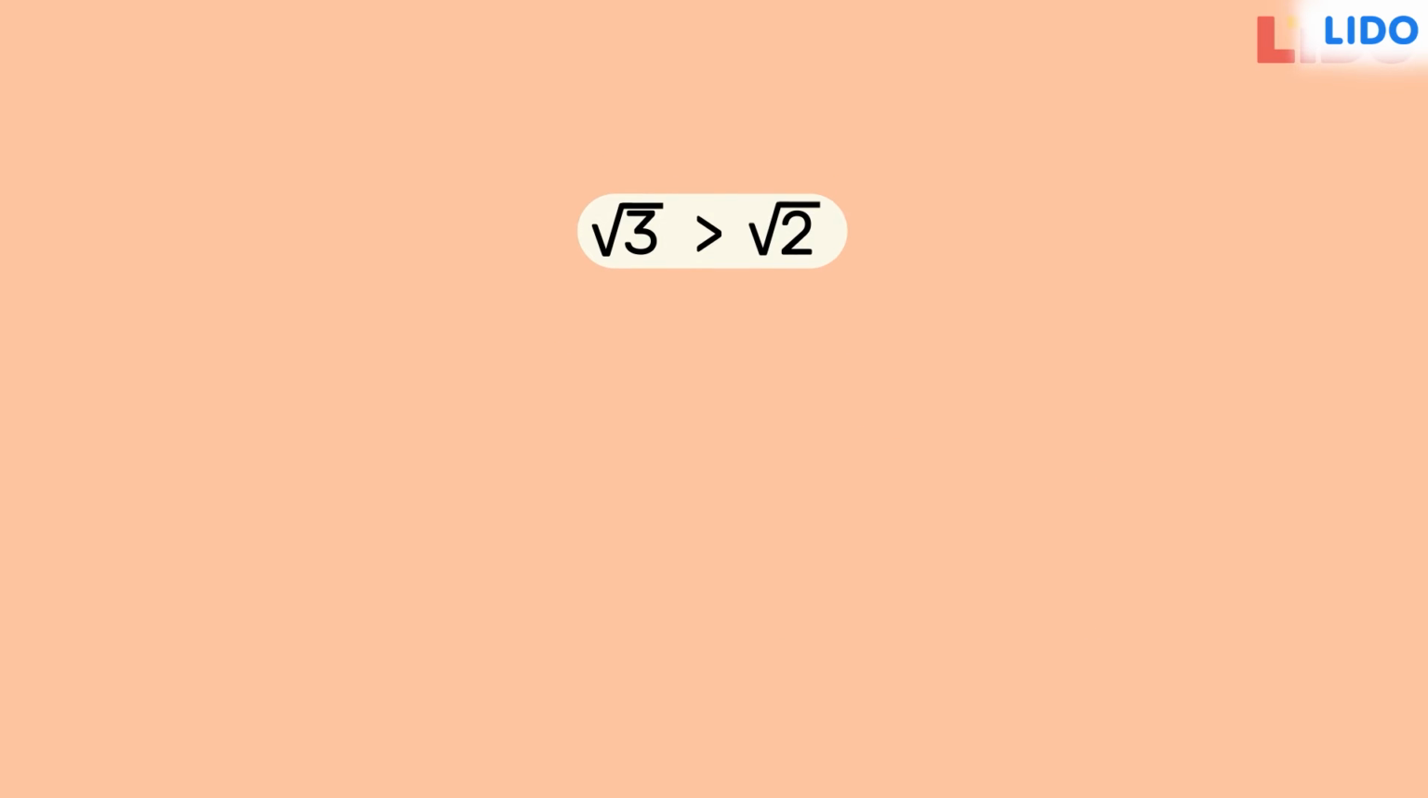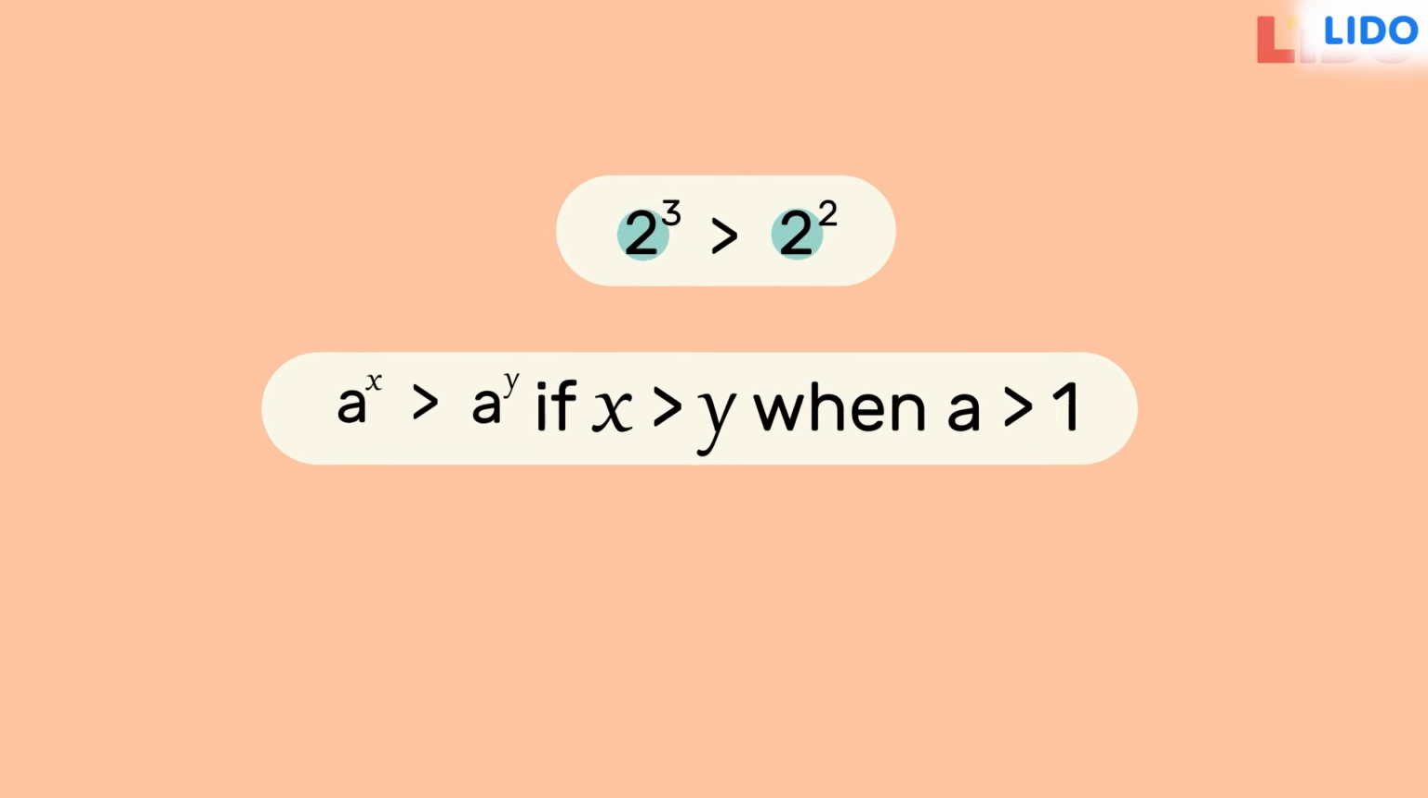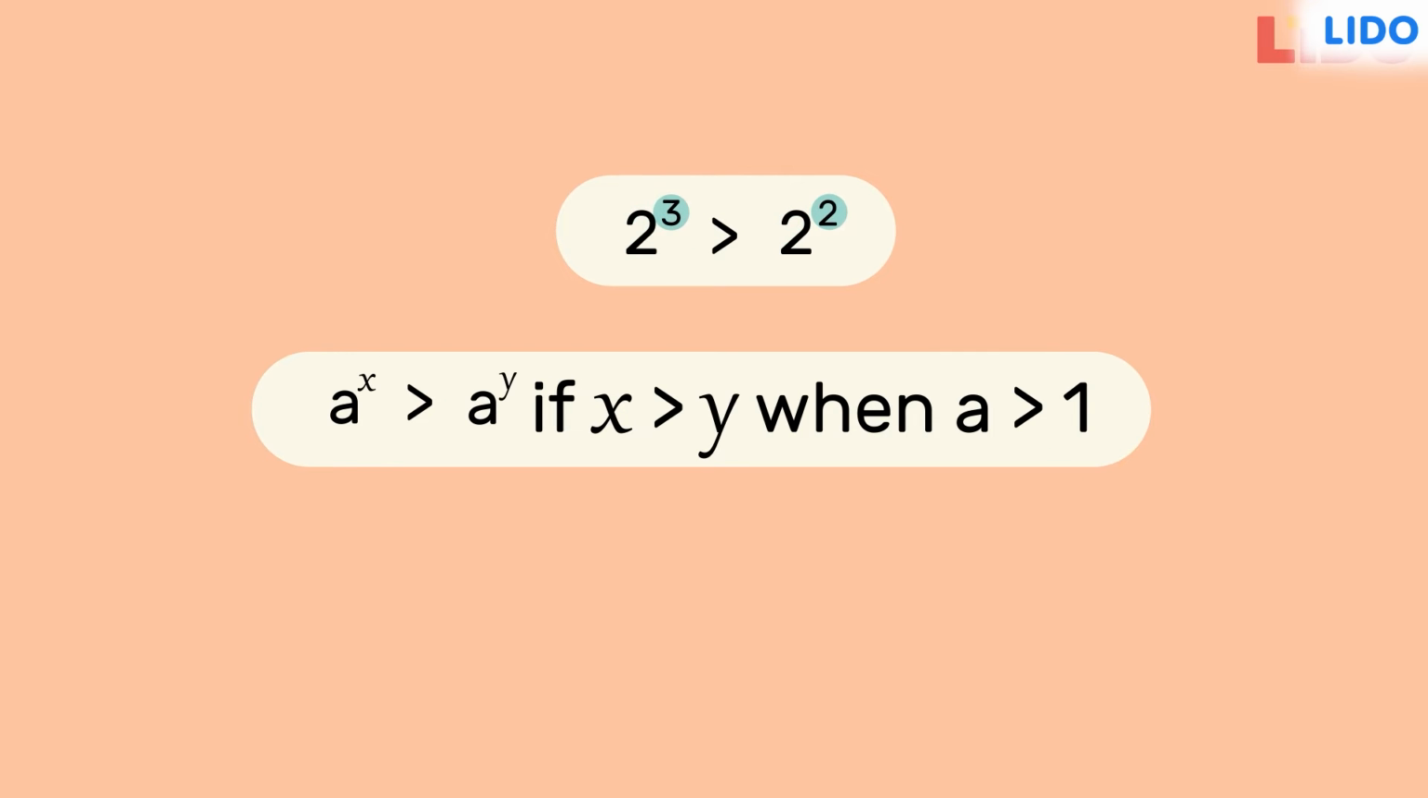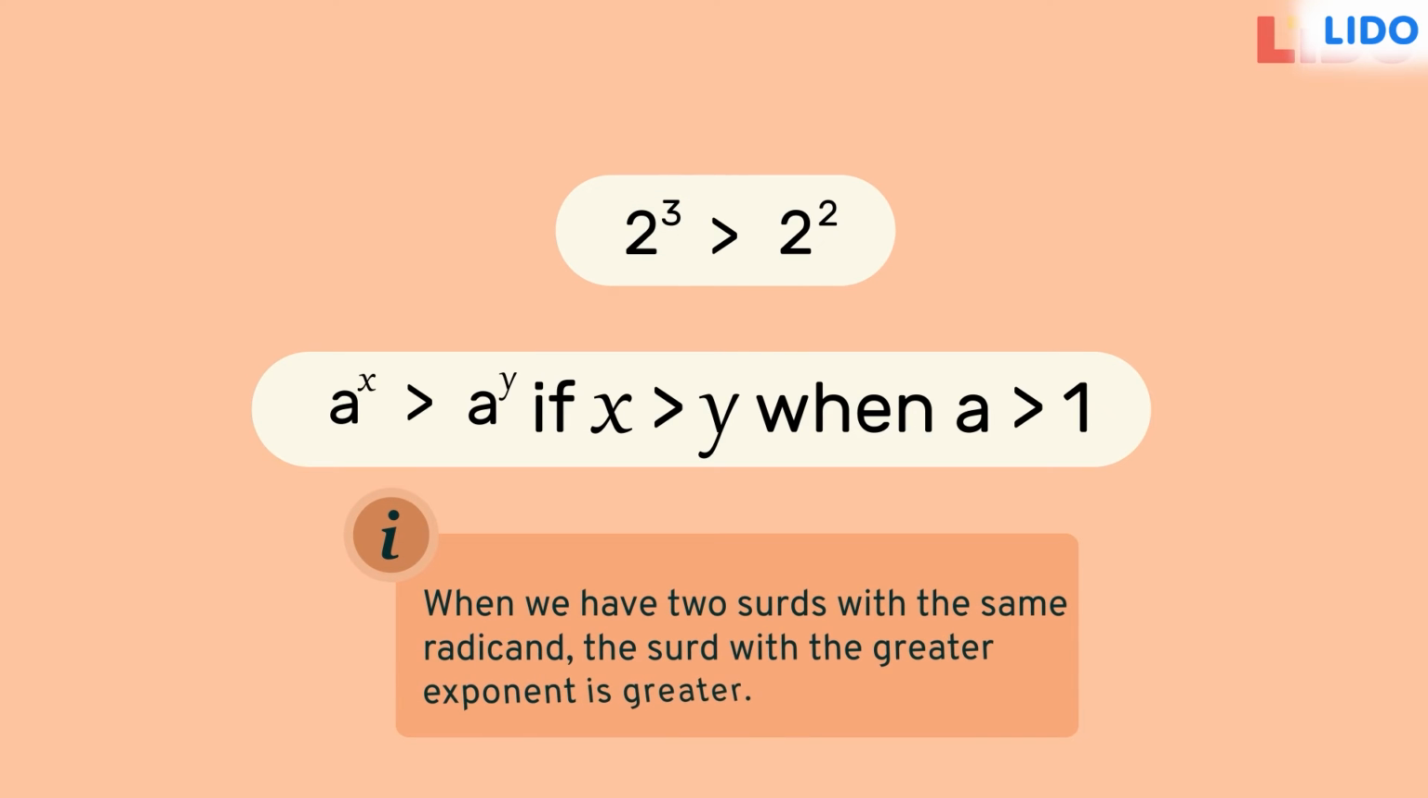Let's get back to comparing numbers which are written in the exponential form. Let's say we have 2 squared and 2 cubed. Obviously, 2 cubed is greater. If the bases are equal and the exponents are different, the number with the greater exponent is greater. So when we have two surds and the same radicand, the surd with the greater exponent is greater, right?